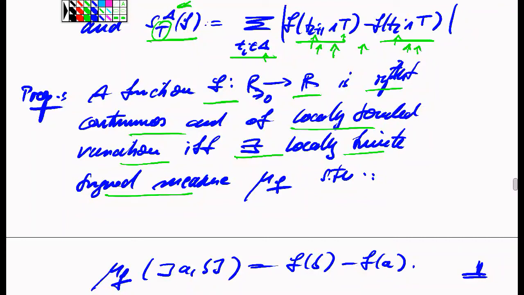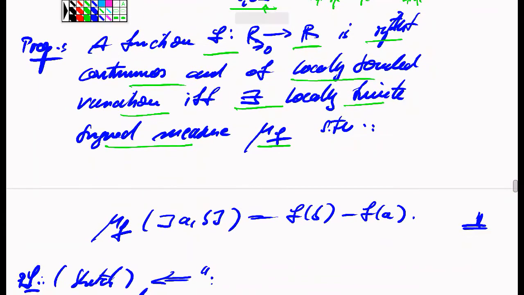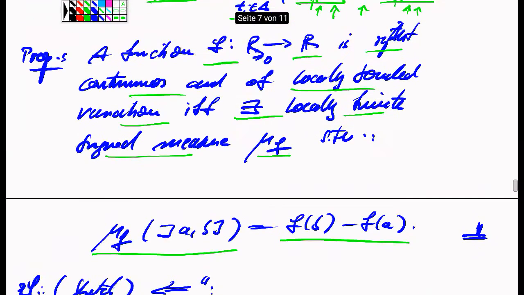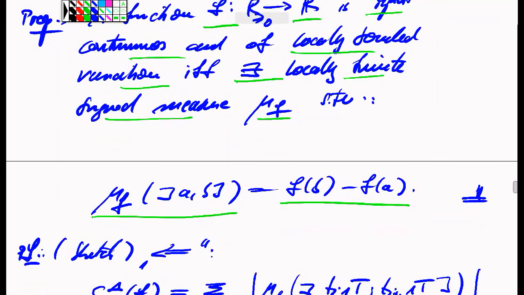So if we have a locally finite signed measure, such that the following relation between the measure and the function holds, namely the measure of a half-open bounded interval is given as before, just as the difference of the function when evaluated at the two boundary points of this interval. So in other words, we have a one-to-one correspondence between functions of finite variation, provided they are also right continuous, with the collection of locally finite signed Borel measures on the real line.